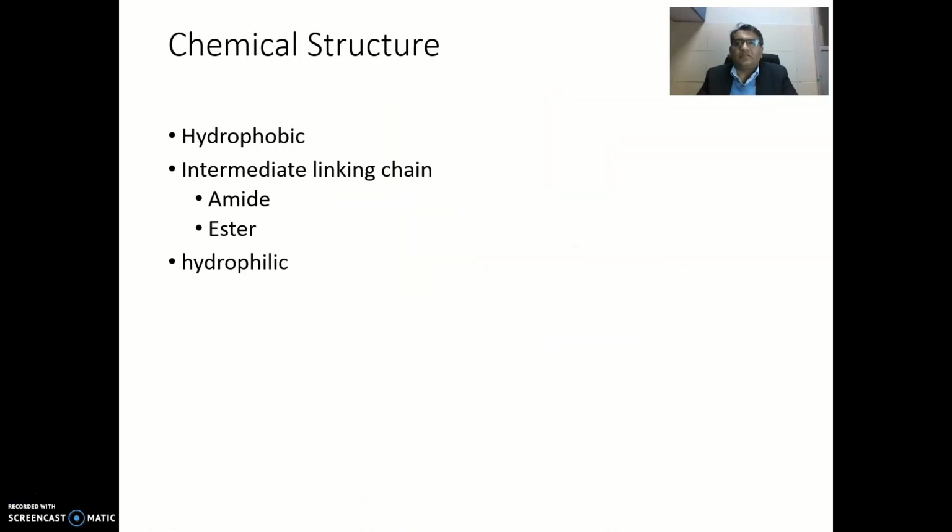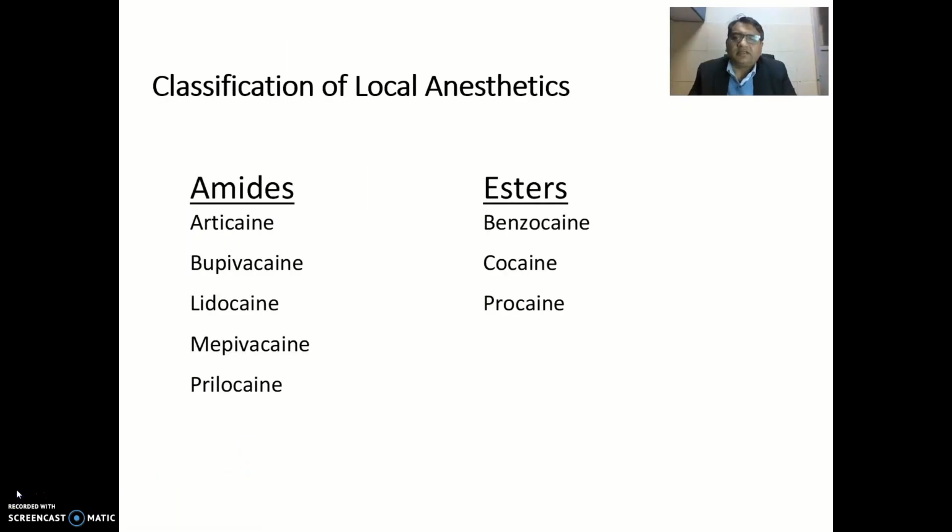The chemical structure of the local anesthetic has three parts. The first one is the hydrophobic part. Second is the intermediate linking chain, which is either amide or ester, and this is going to define the type of local anesthetic. And third is the hydrophilic part. Now this is the classification of local anesthetics. They have been divided into two groups, the amides and the esters. The amide group is most commonly used, and contains articaine. The articaines are marketed in the form of 4% articaine.